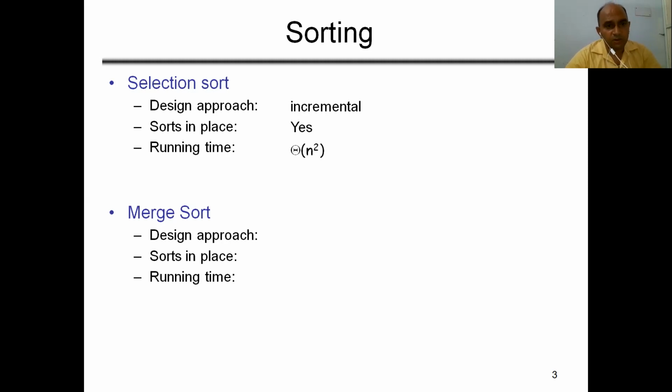Now we are going to talk about merge sort. The approach behind merge sort is called the divide and conquer approach. Is it in place? No, because it takes extra memory space. It requires a temporary array. And let's see what the running time or time complexity of this algorithm is.